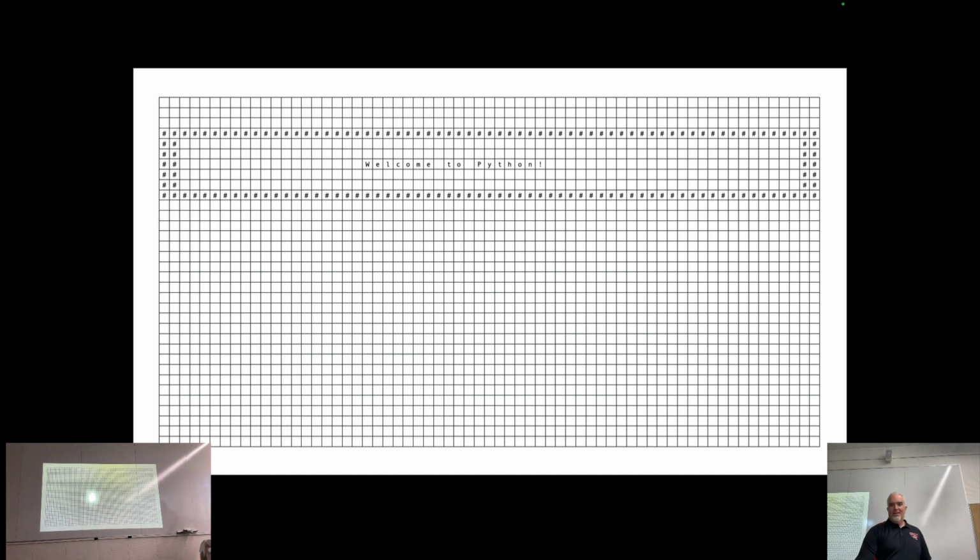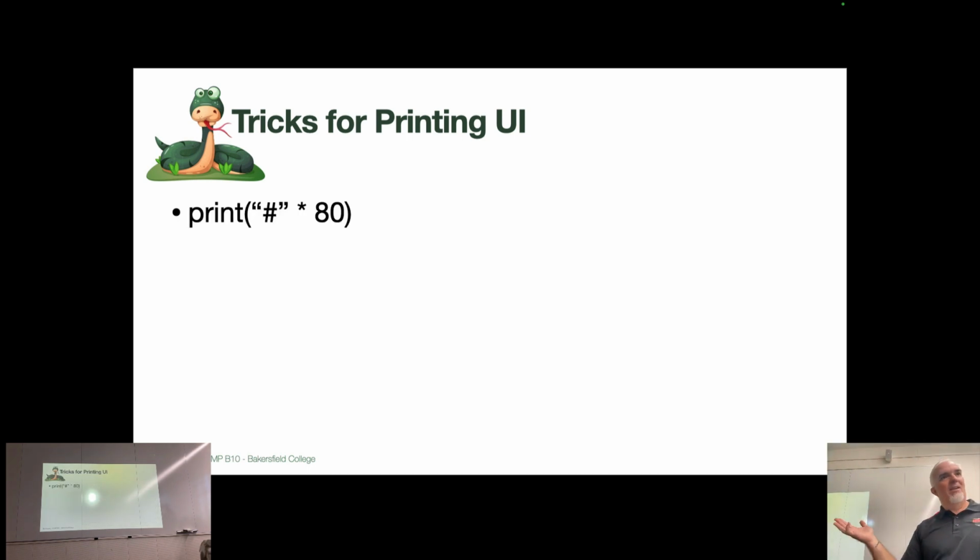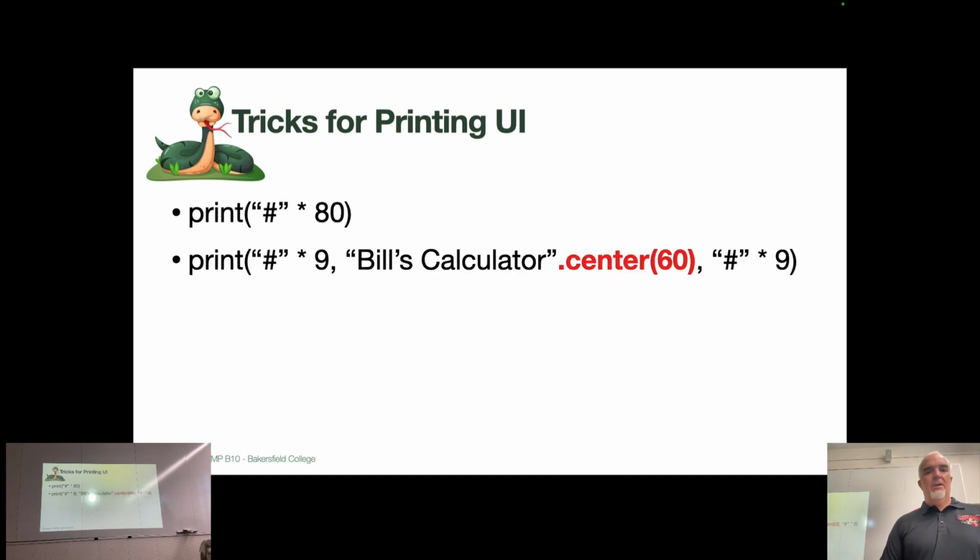Hashtag times 80. It's funny because that is exactly what you can do to print a line of hashtags. You can print a string times 80. Now, I told you couldn't do math, but it's not entirely true. You can do times because all it says is do this 80 times. So I'm a bit of a liar, but for a good reason.